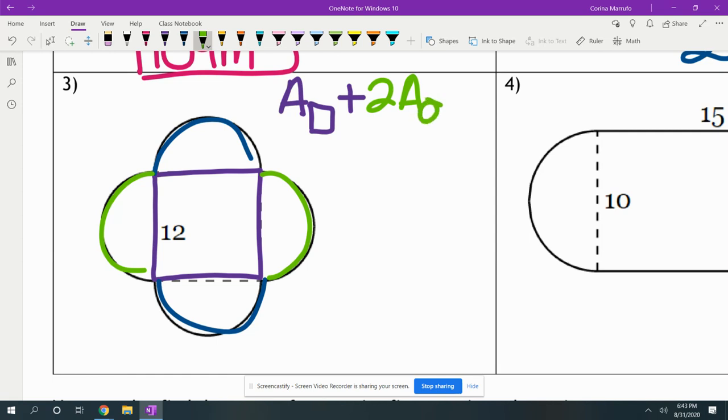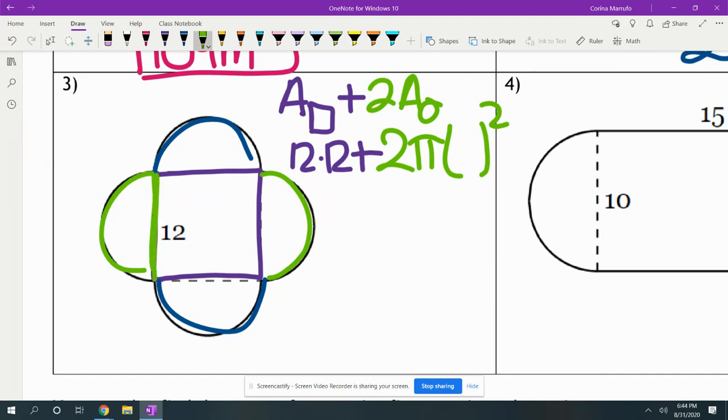So the area of the square is just going to be base times height, so 12 times 12, plus the area of the circles is going to be pi r squared, so 2 times pi times our radius squared. Our radius here, if this whole thing is 12, then that makes our radius only 6. So we go ahead and put this in our calculators: 12 times 12 plus 2 times pi times 6 squared. And that gives us 370.2.